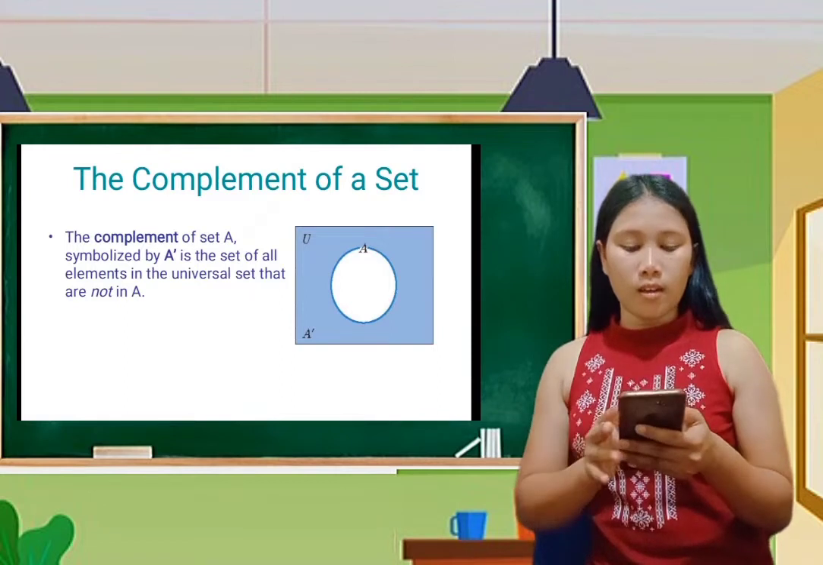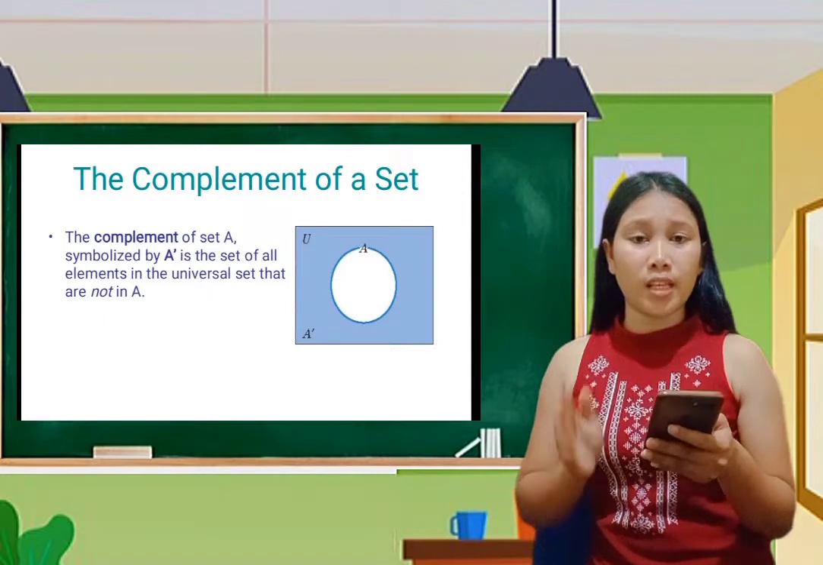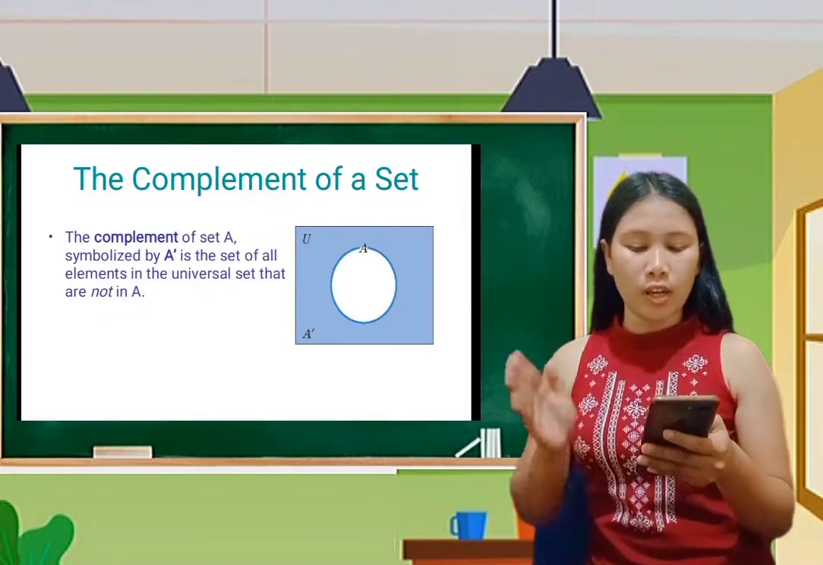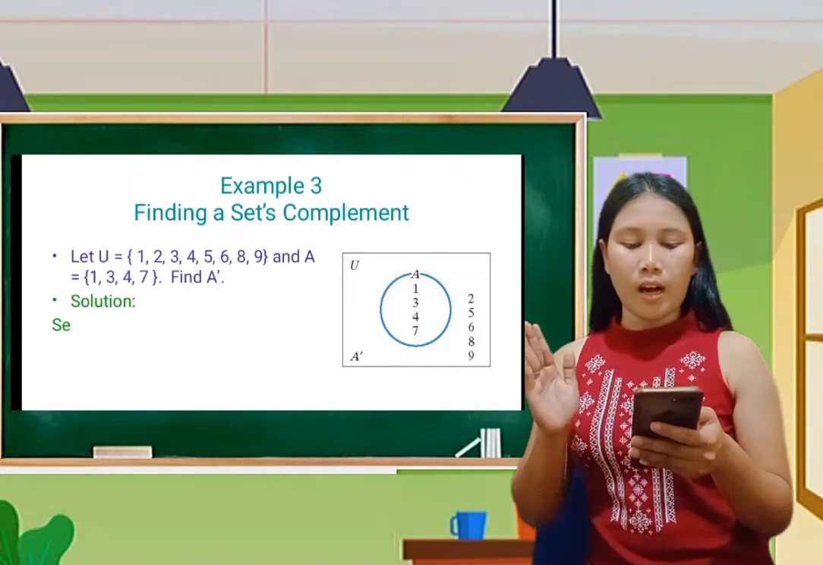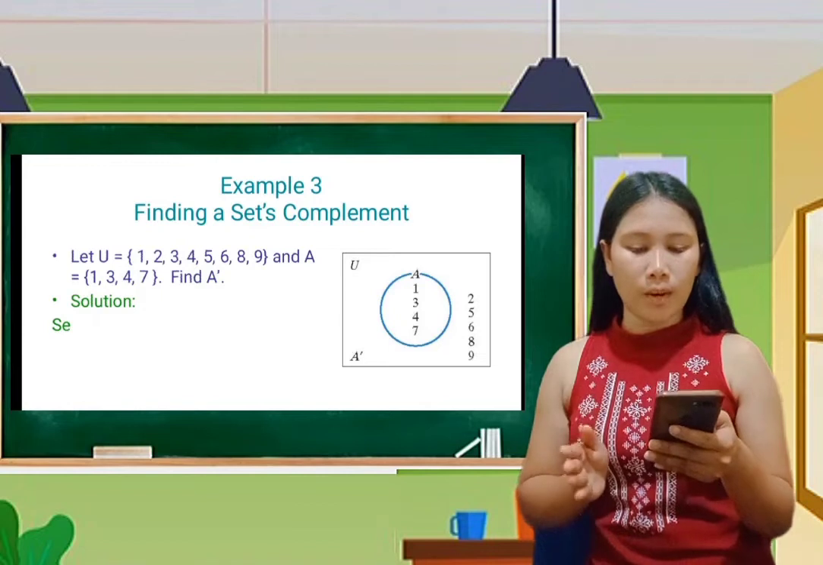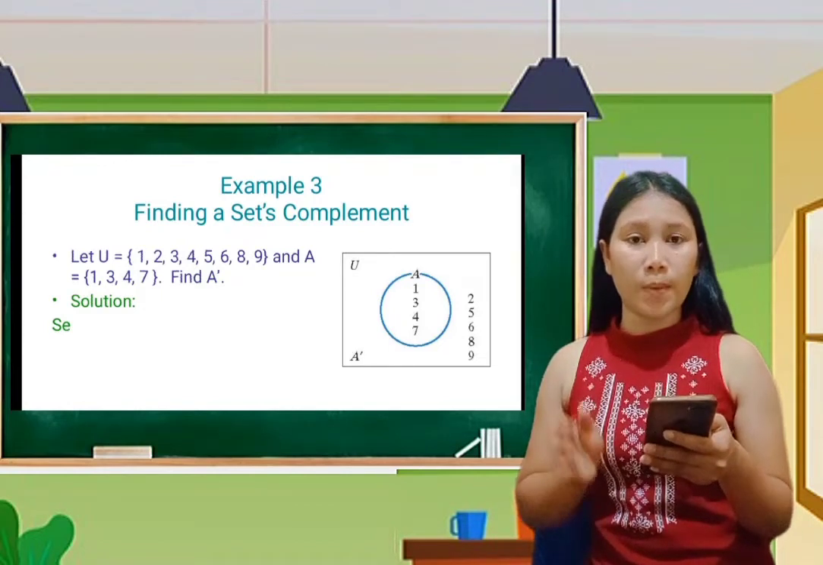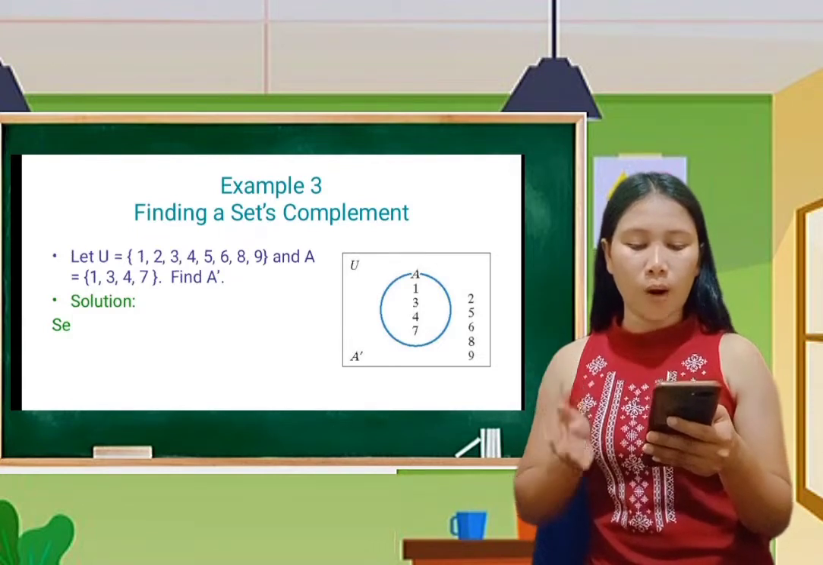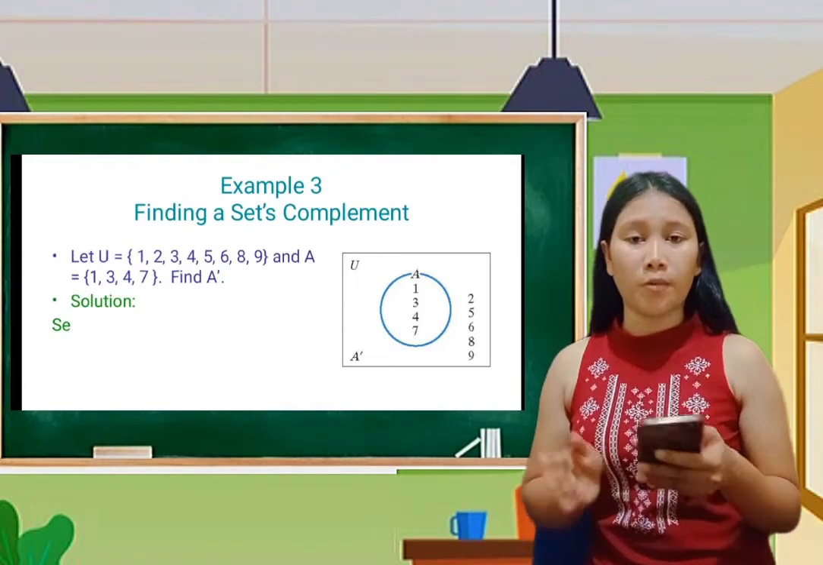In a Venn diagram, the complement of a set A is the shaded region, because this region lies outside the circle. For example, let the universal set be the elements 1, 2, 3, 4, 5, 6, 7, 8, 9, and the elements of set A are 1, 3, 4, 7. The question is, what is the complement of set A?